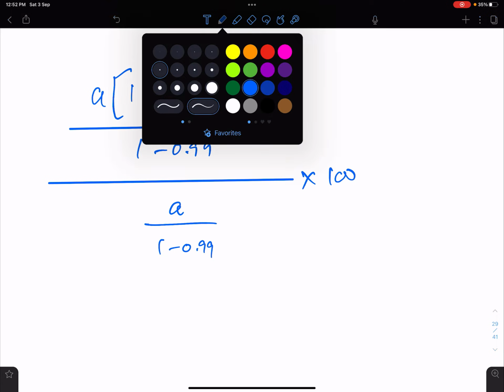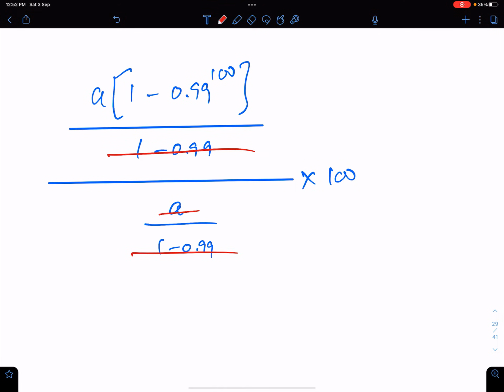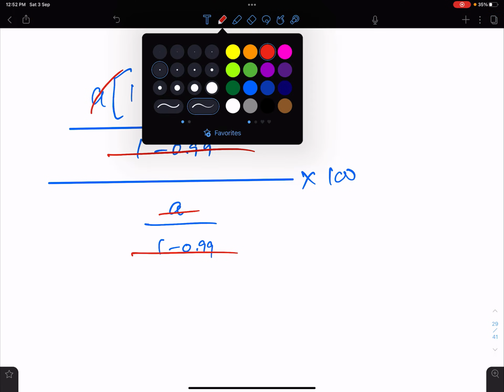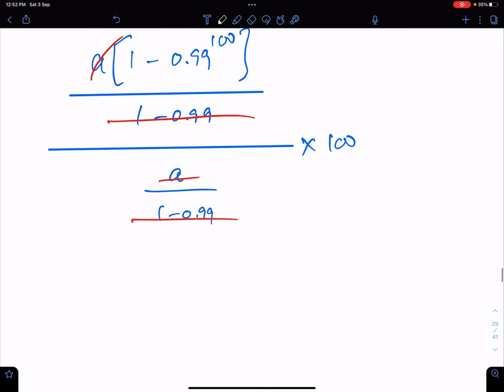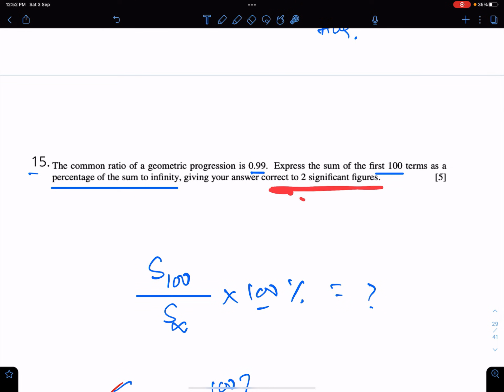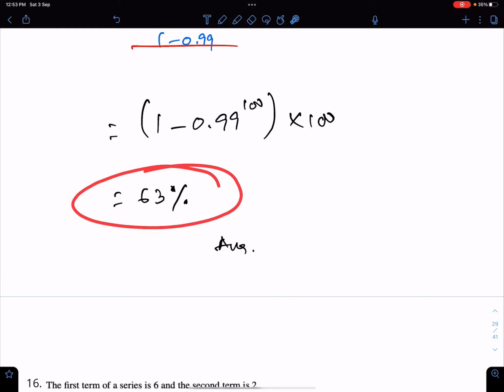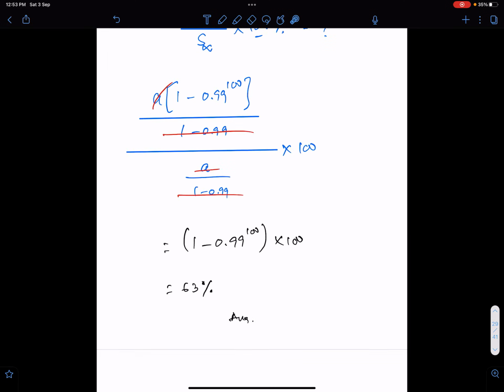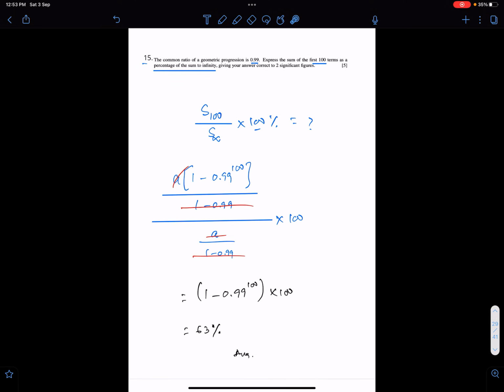Now we just need to do cancellation. This and this would be cancelled. So we have 1 minus 0.99 power 100 times 100. When you solve this, you'll get 63%. It's mentioned 2 significant figures. That is why I left the answer as 2 significant figures, 63%. You can check the solution again.